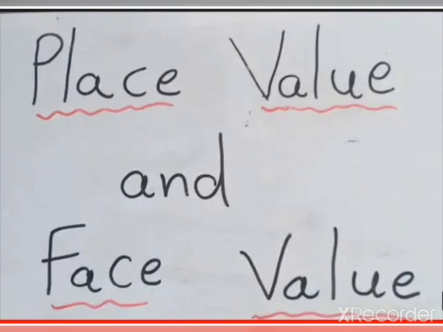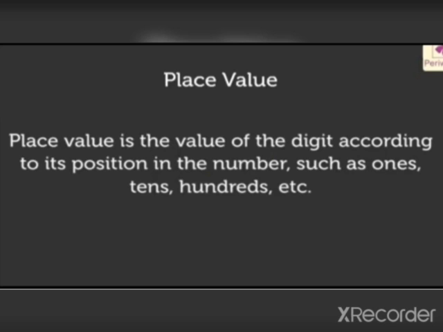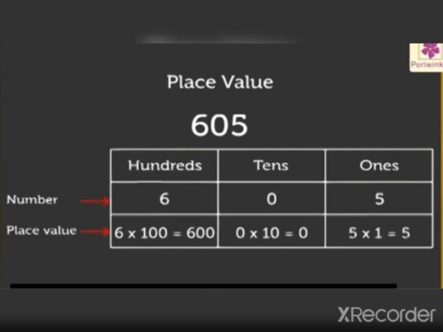Now our next topic is place value and face value. But before we start, let us first understand what place value and face value are. Place value is the value of a digit according to its position in the number, such as ones, tens, hundreds, etc. Let us take an example.